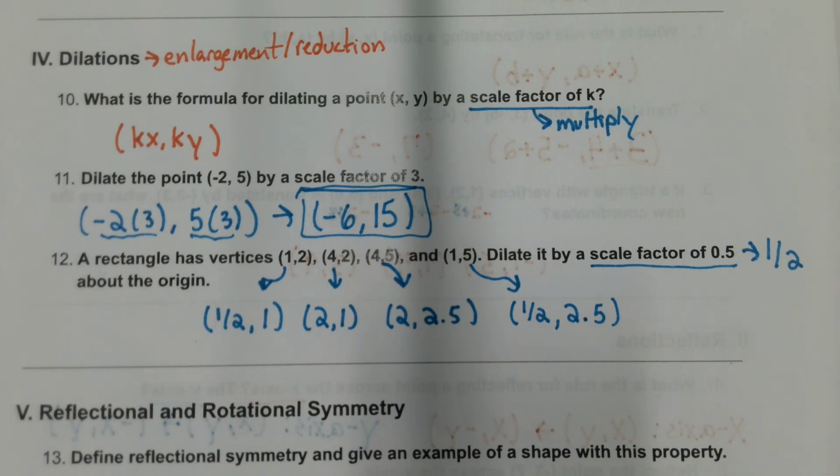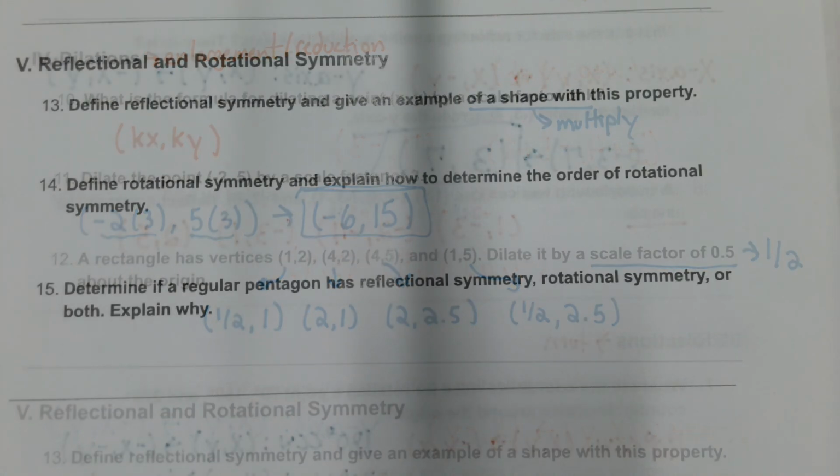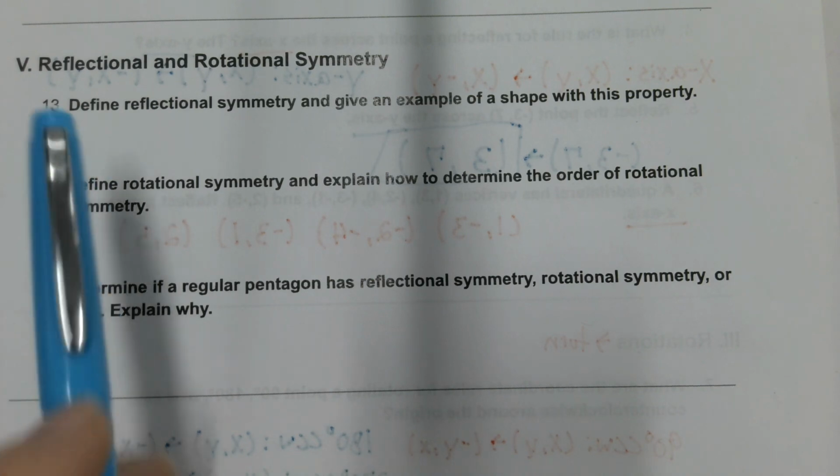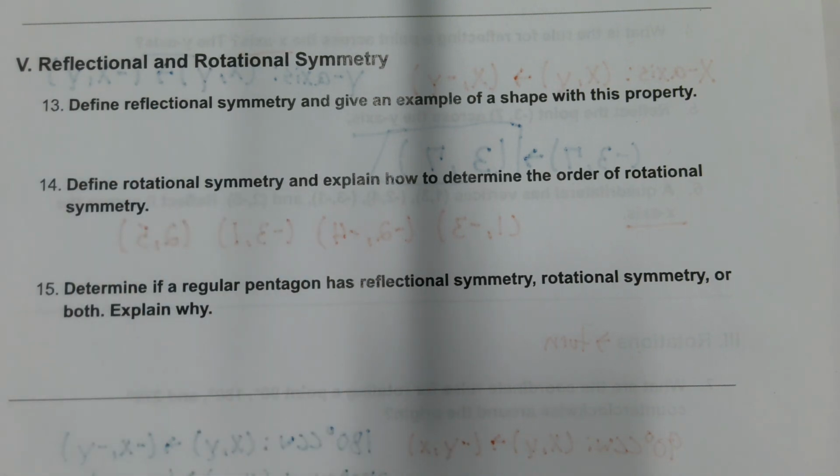So here in a second, we're going to take a look at reflectional and rotational symmetry, and then it'll be the last little bit of our study guide. All right, so our last little bit is on reflectional and rotational symmetry. So number 13 is asking us to define reflectional symmetry and give an example of a shape with this property.